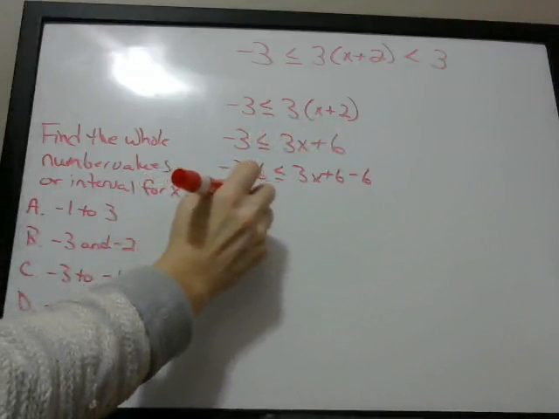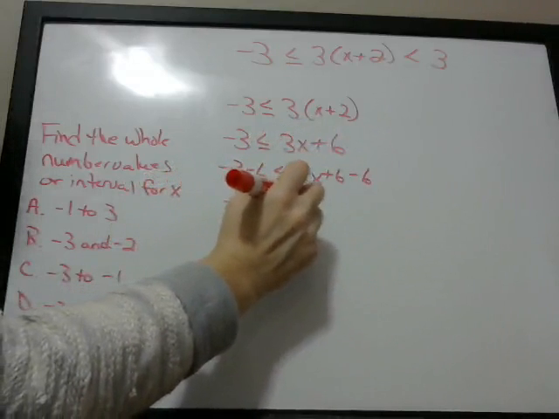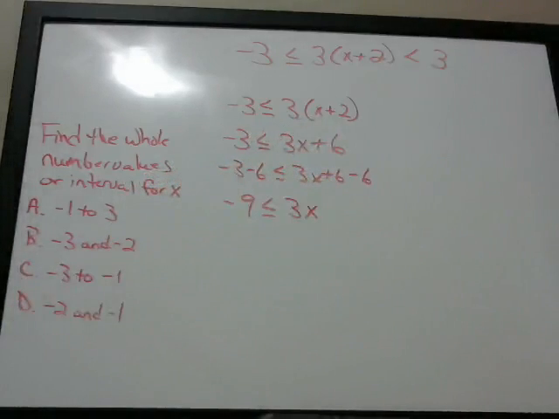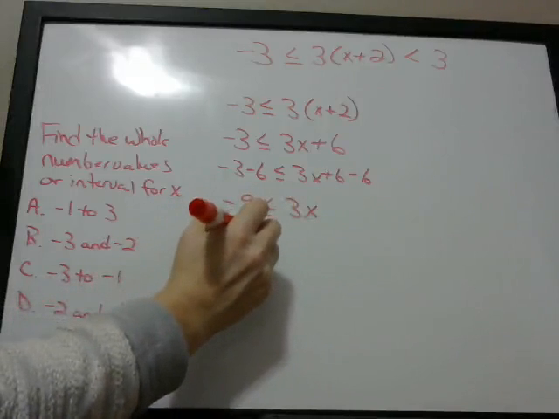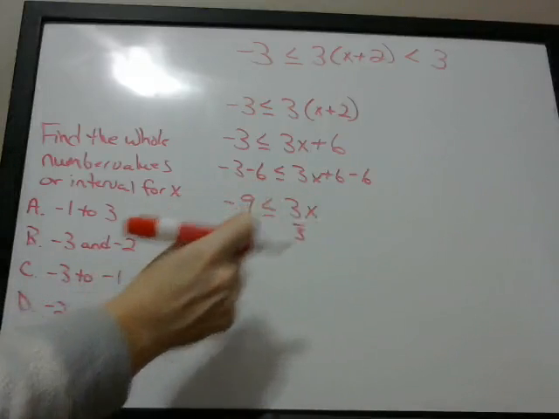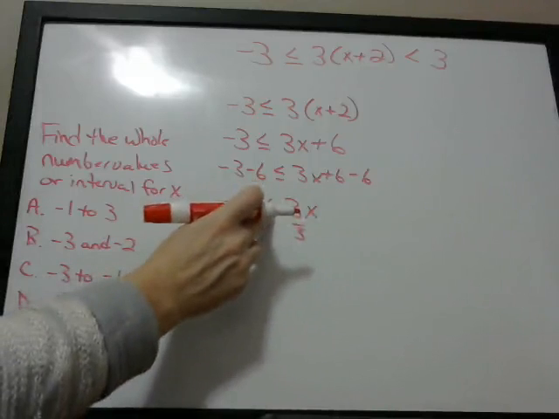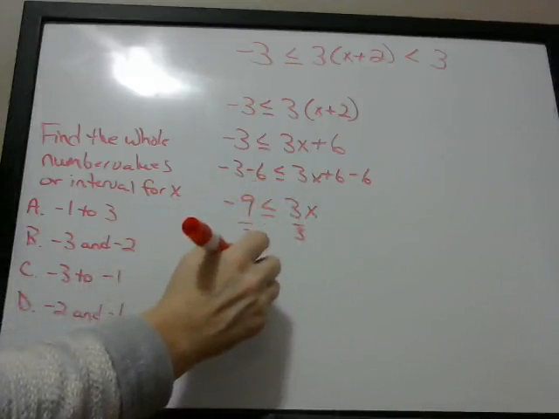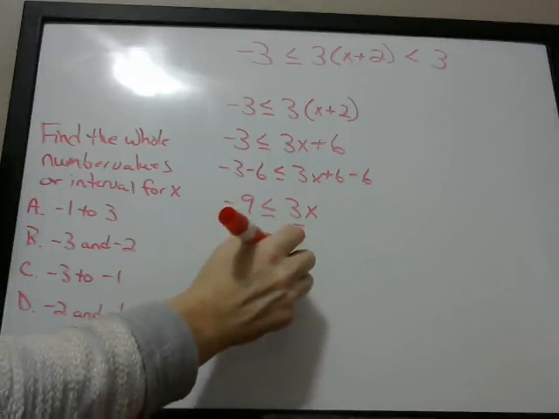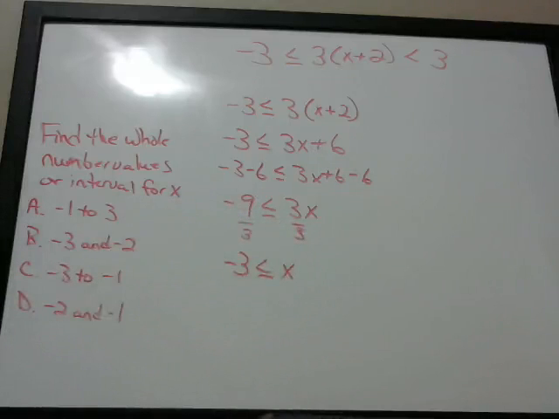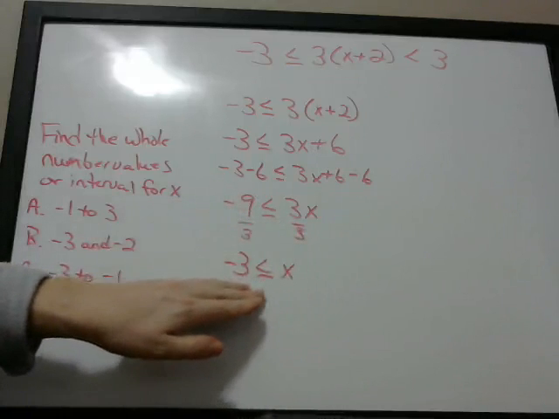And we end up with -9 is less than or equal to 3x. We need to get rid of the 3, so we're going to divide by 3 on each side. Since we're dividing by a positive number, we don't need to do anything with the sign. So we have negative 3 is less than or equal to x. So x is greater than or equal to negative 3.